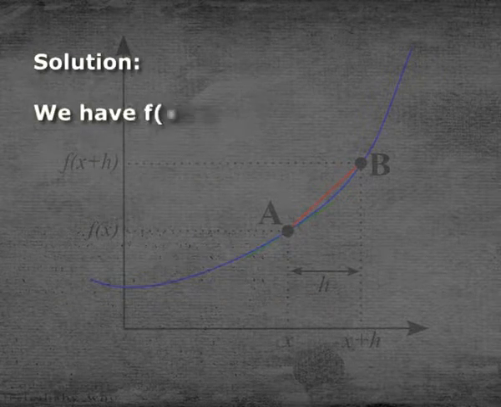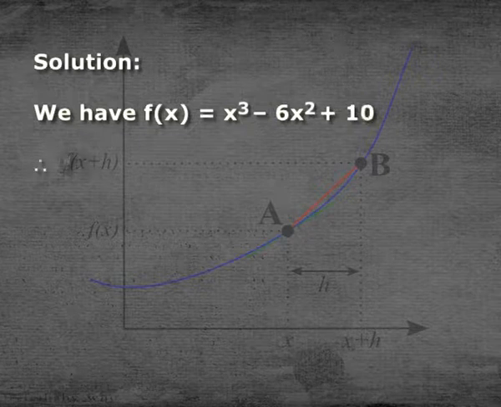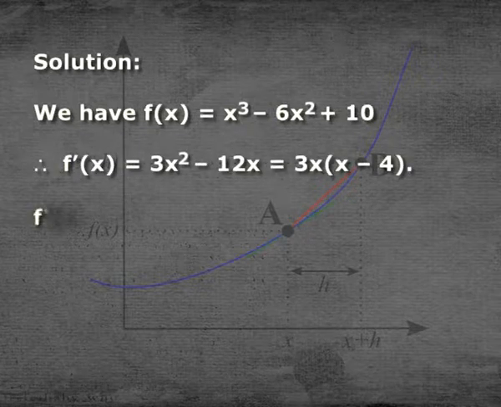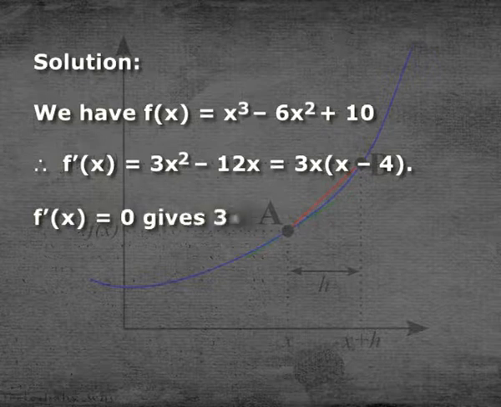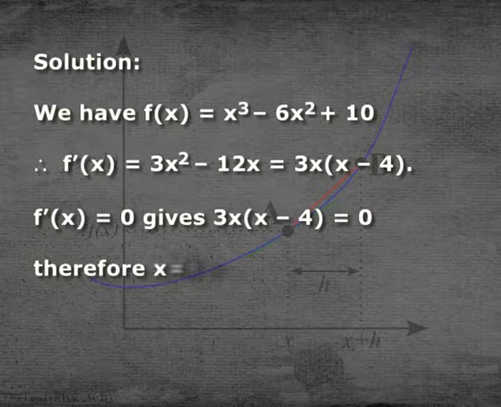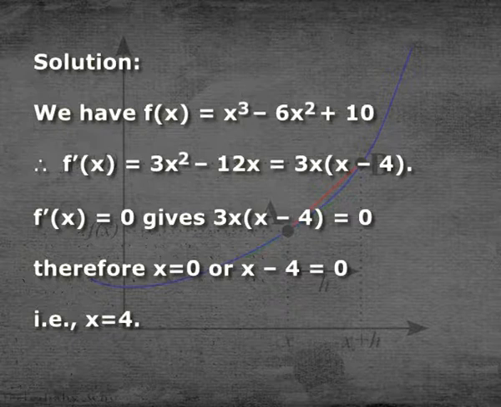We have f of x equals x cube minus 6x square plus 10. Therefore f dash x is equal to 3x square minus 12x, that is equal to 3x into x minus 4. We know that f dash x is equal to 0, so this gives 3x into x minus 4 equals 0. Therefore x is 0 or x minus 4 is equal to 0, that is x is equal to 4. So we have x equal to 0 and x equal to 4.